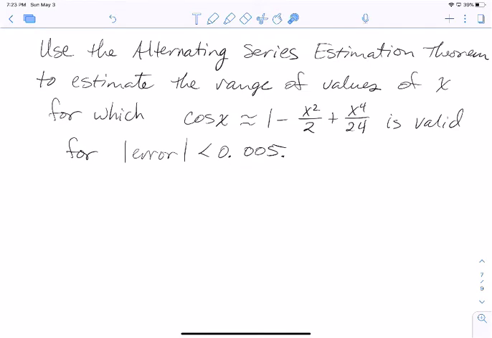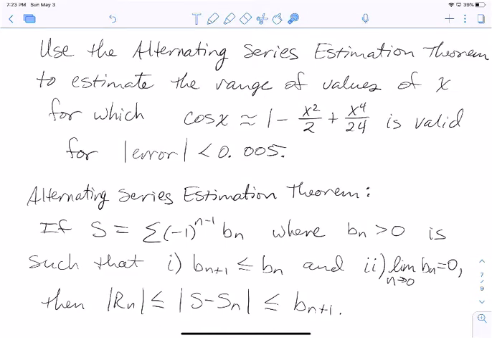Let's recall what the alternating series estimation theorem says. Essentially, if we have a series of sigma (-1)^(n-1) times b sub n, where the b sub n's are positive and the series is decreasing and the limit is 0, so it passes the alternating series test, then the remainder is less than or equal to the first neglected term.